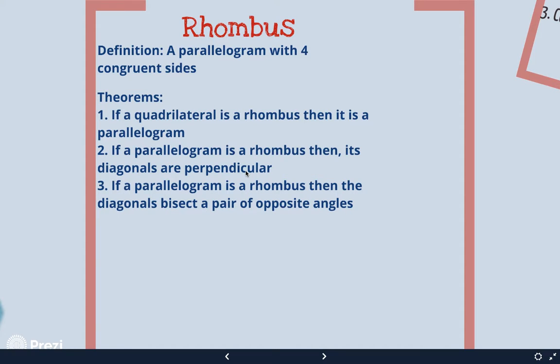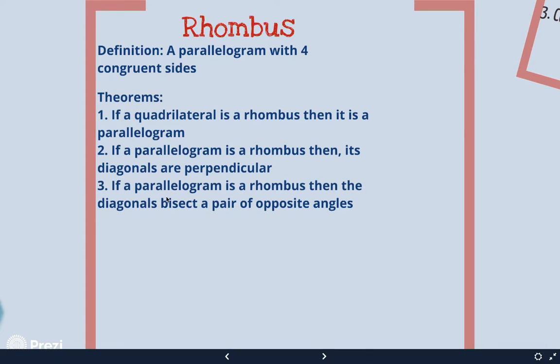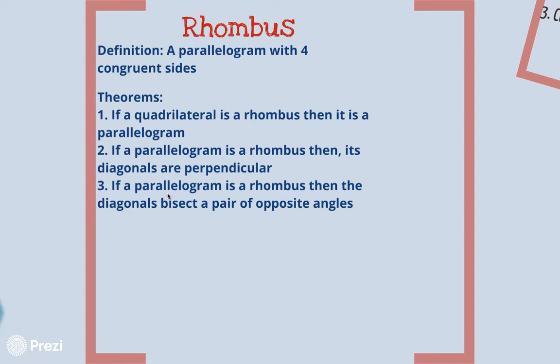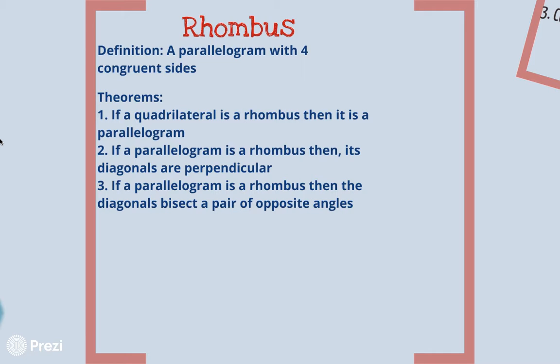What does it mean to be perpendicular? You guys are so smart. Perpendicular means that when two lines intersect, they form a right angle or 90-degree angle. And a third theorem is if a parallelogram is a rhombus, then the diagonals bisect a pair of opposite angles. So when that diagonal hits the angle on the rhombus, it will bisect it or cut it in half.